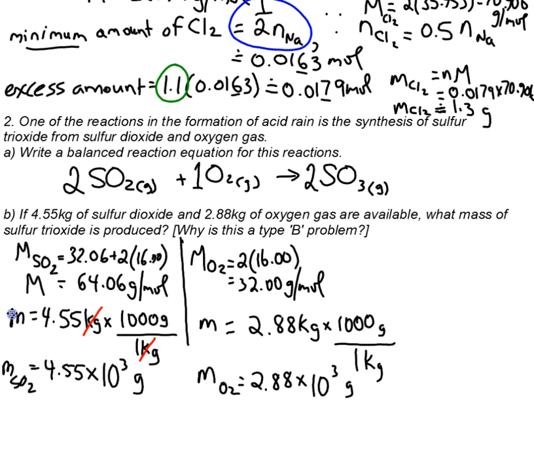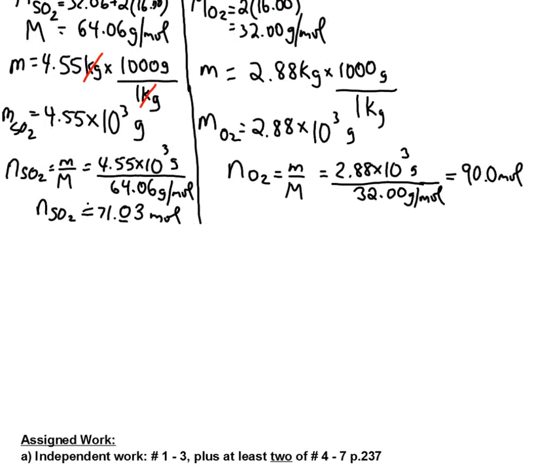I'll pause at this point. Next step is to calculate moles. I've calculated the mass, and I'm now converting mass into moles using the formula. I'm getting 71.03 moles, carrying one more digit. And then I divide the 2.88 thousands of grams by 32 grams per mole. I get 90 exactly, 0.0. 3 significant digits in both.